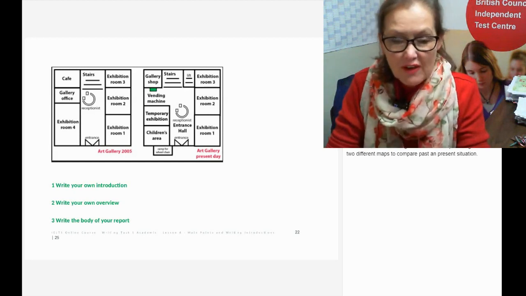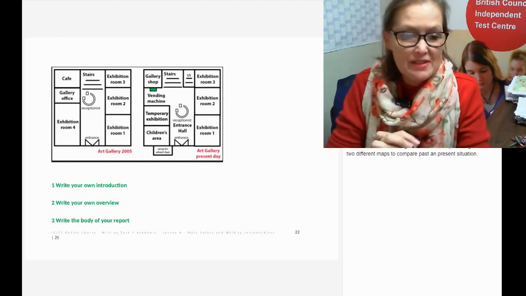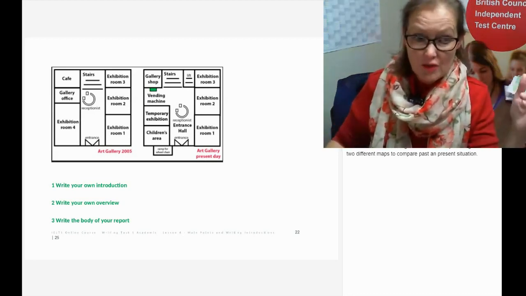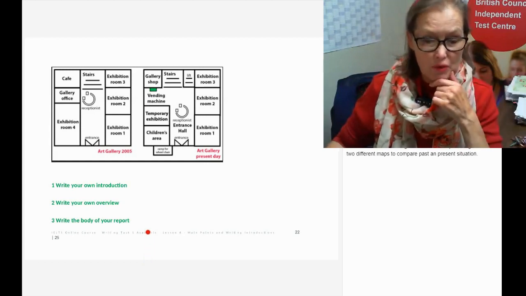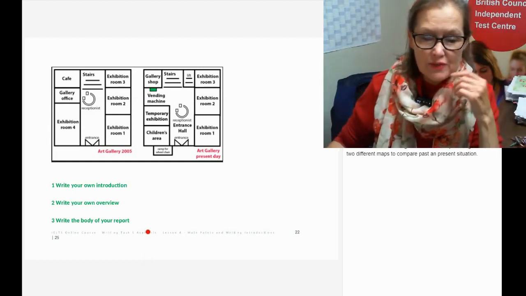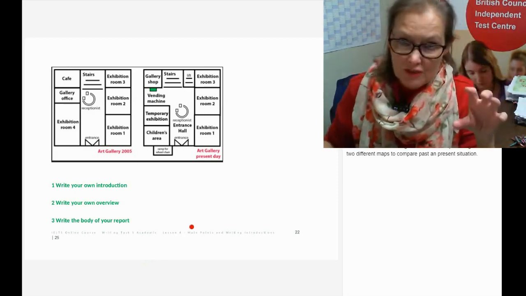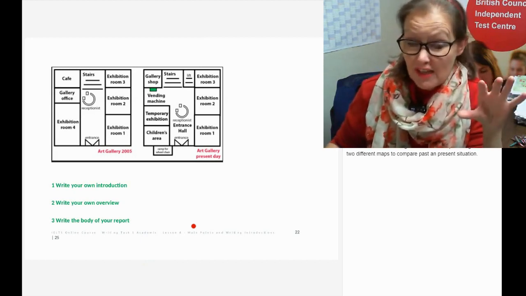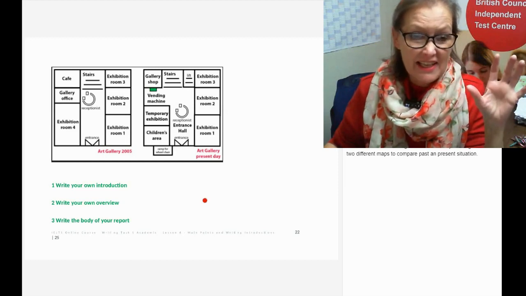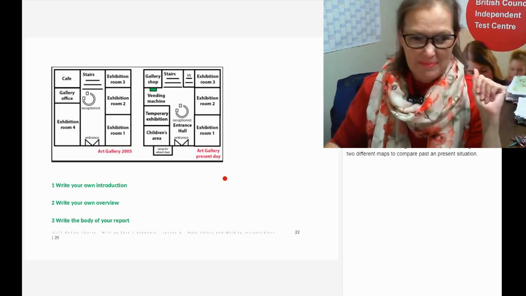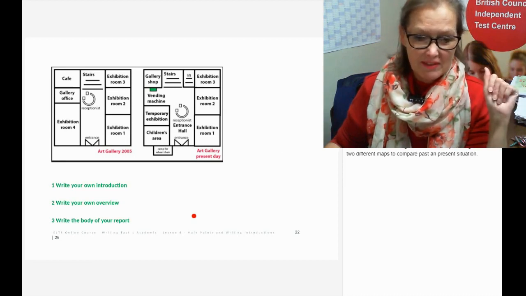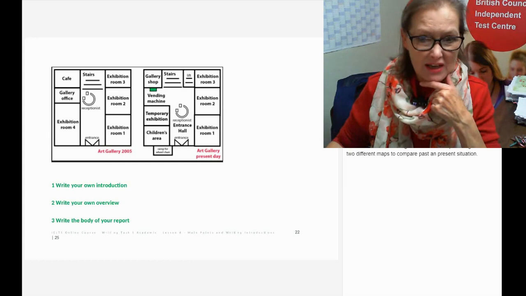I want you to follow the 5 questions, follow the steps for the strategy, and then write your own introduction, write your own overview, and write the body of the report. And if you can, pop in a picture of this diagram, because one of us will mark it, and it may not be me. If it's one of the other examiners, then they may not have a diagram. So if you can, make a screenshot of that and just pop it in at the top of your writing with your topic heading. It'll make it easier for the examiner to mark it.